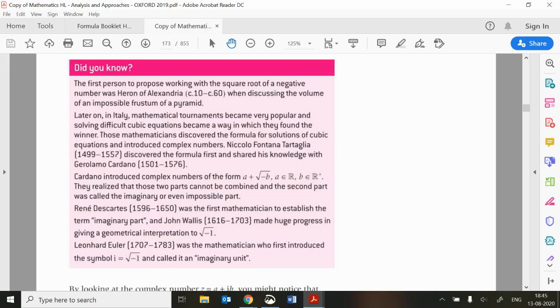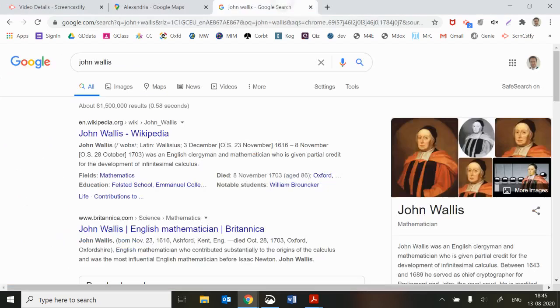Oh, and John Wallis, I didn't know who John Wallis was. John Wallis is an English clergyman there. Looks like a pretty dour chap, to be honest.